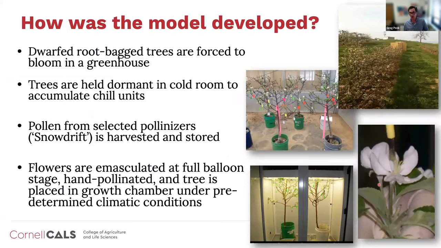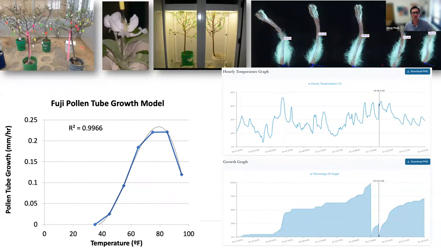We figured this out through a lot of empirical work. We had these dwarf apple trees, kind of bonsai apple trees, in the field like this over here in the top right. We can pull them out of the ground because they're in root bags, and then force them in a greenhouse to flower, emasculate them, do controlled pollination, and stick them into a growth chamber, which we're seeing in the bottom left picture, at a set temperature. After a certain amount of time, we pull them out, harvest the flowers, and visualize them using fluorescent microscopy.